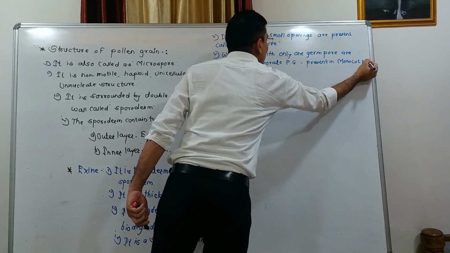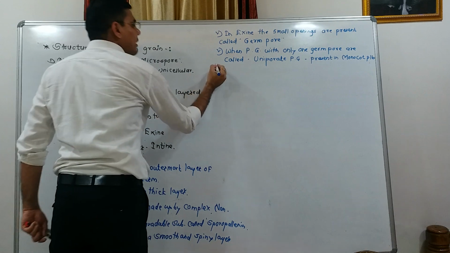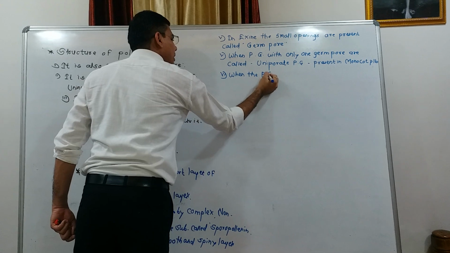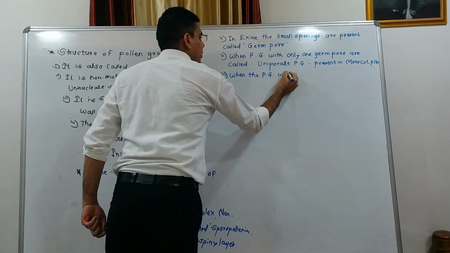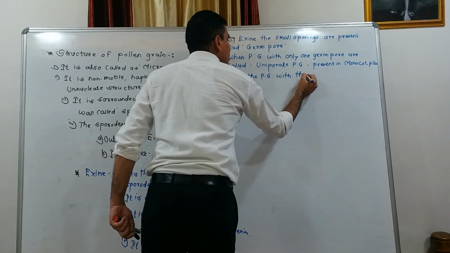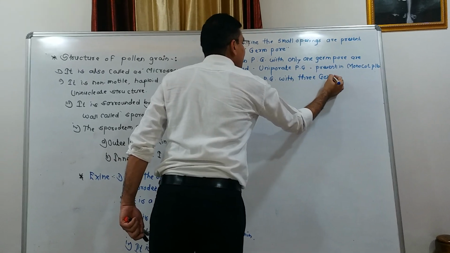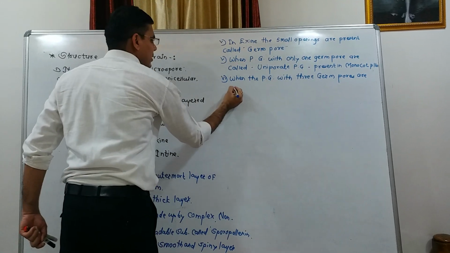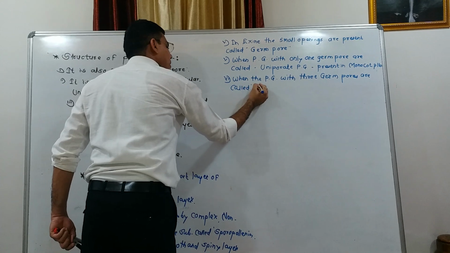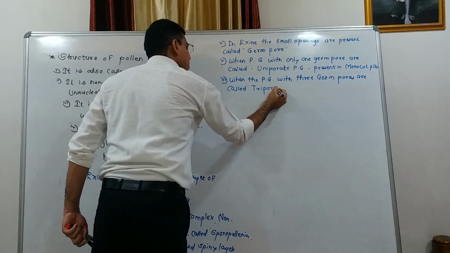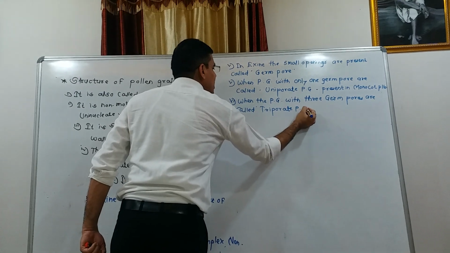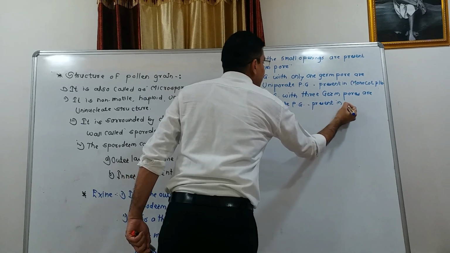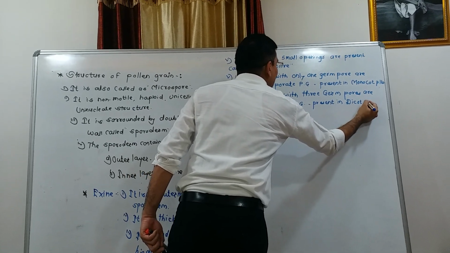A pollen grain with three germ pores is called a triporate pollen grain, and it is present in dicot plants.